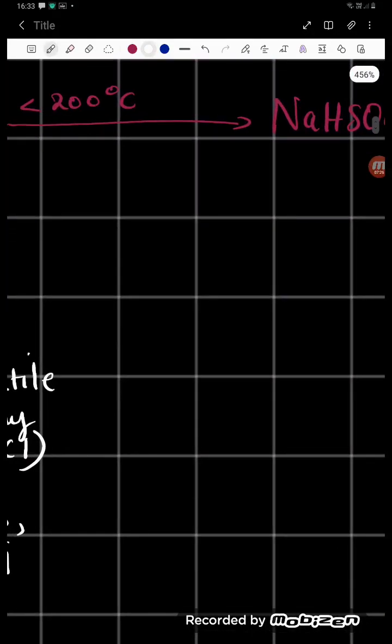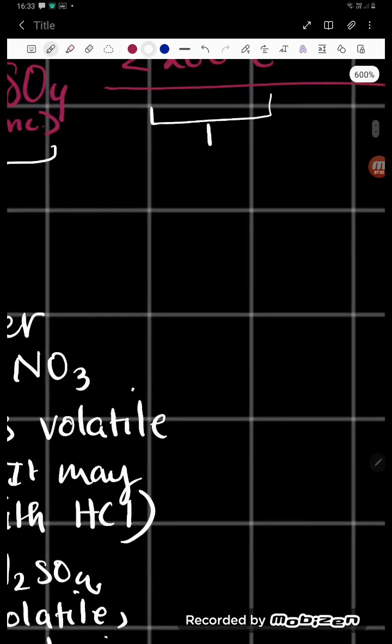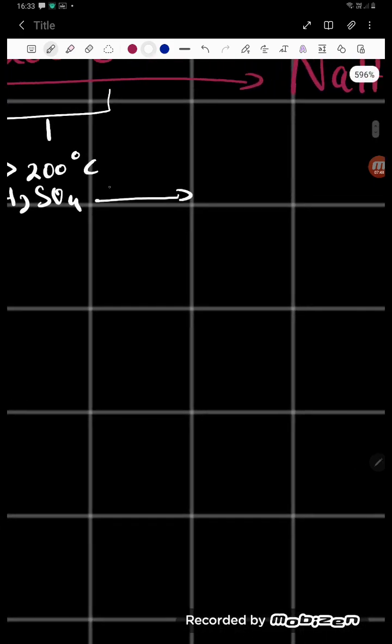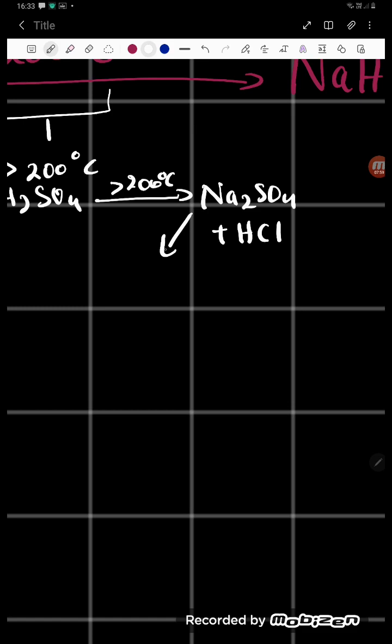Now the temperature should be under 200 degrees, because if it was over 200 degrees Celsius, this is what it would look like: NaCl plus H2SO4 over 200 degrees Celsius will give you Na2SO4 plus HCl. That is the reaction. Now there are a few main points that you have to remember here.